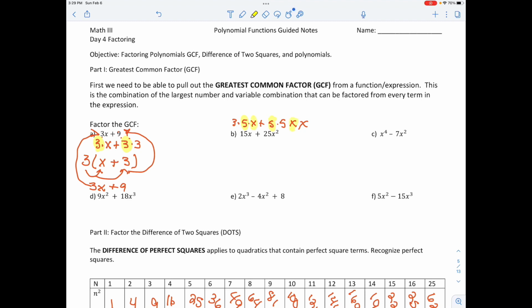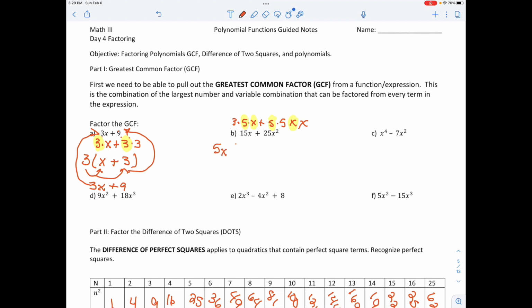They have 1 x in common. So everything they have in common, I'm taking out. What's left goes back into the parentheses. What's left here is a 3, and what is left here is 5x, and that's my answer. And again, a quick check: if I multiply this back out, I get 15x plus 25x squared. Okay? All right, let's do C.